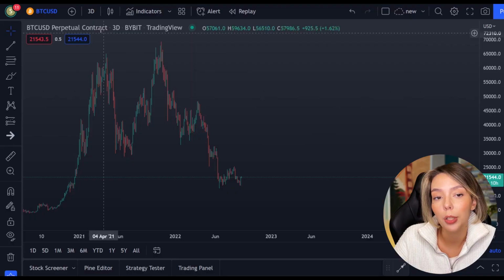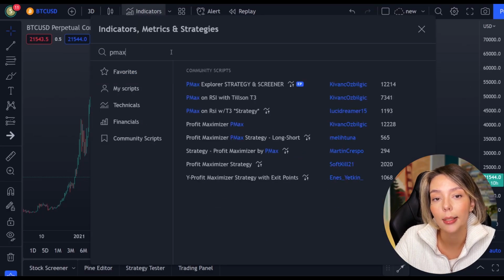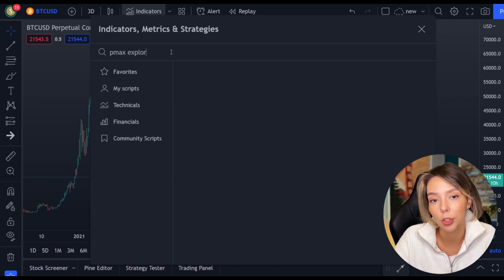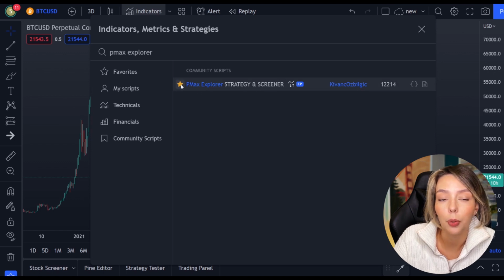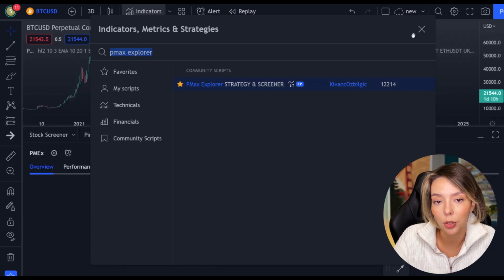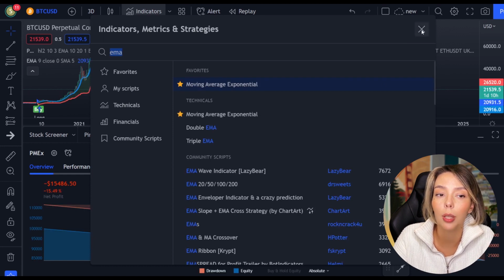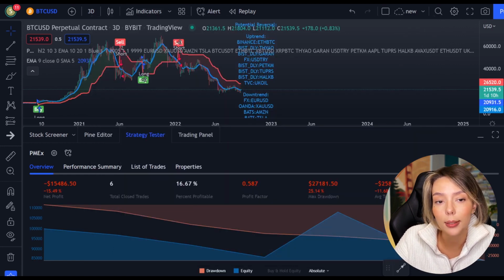So let's get started. For the strategy we use two indicators. The first indicator is the PMAX Explorer strategy and screener indicator. This will be the indicator we use to find the right entry points. In addition, we will use the moving average exponential. This indicator we'll use for finding the right trend.